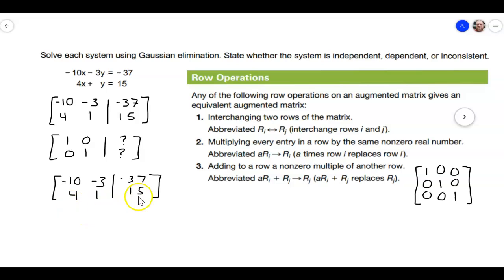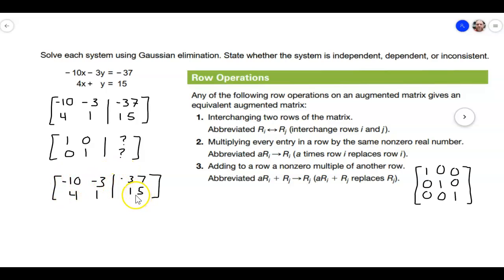So let's take a look at how I can get this first position here to be a 1. Now I could divide through; remember, dividing is really the same thing as multiplying by -1/10, or dividing by -10. This entire row would give me a +1 here, but it would give me a fraction here and a fraction there. So if I can avoid getting a fraction, I would do that. And that's really using the number 2 here, multiplying every entry in a row by the same non-zero real number. So you could do that.